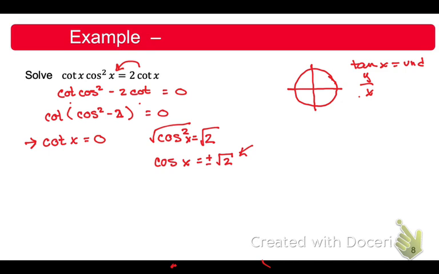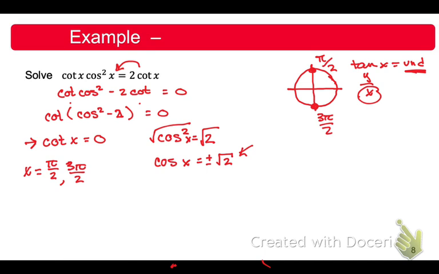So I need x to be 0 for it to be undefined, yes? Where is x 0 at? At pi over 2 and at 3 pi over 2. X is 0 here and here, correct? So my two answers here are pi over 2 and 3 pi over 2.